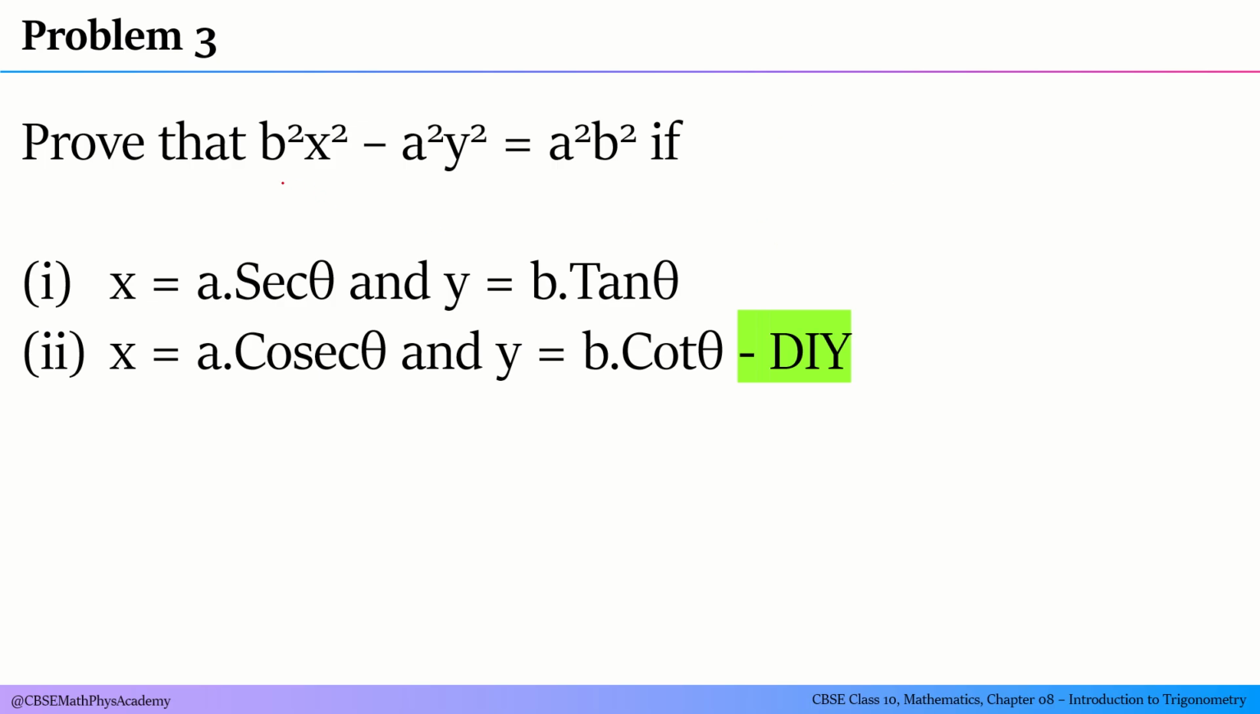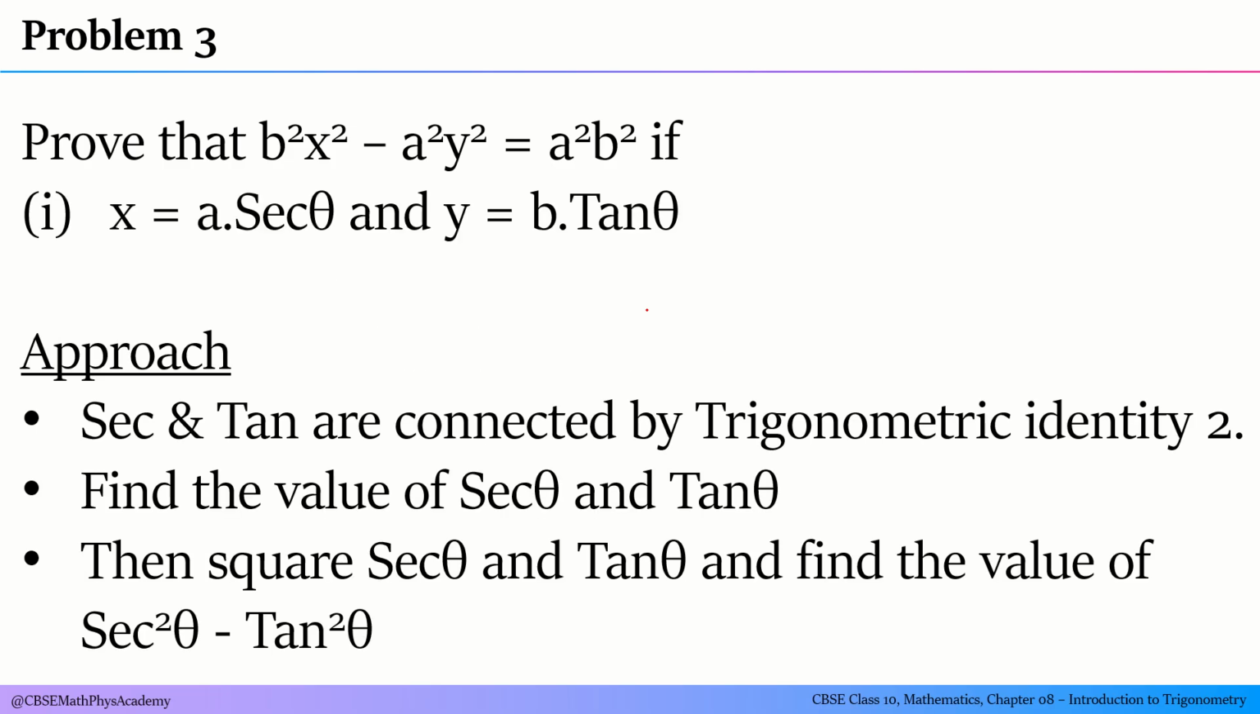They have told you to prove that b square x square minus a square y square is equal to a square b square, if they have given two equations: x is equal to a into sec theta and y is equal to b into tan theta. So what is the approach to this problem? See, you know, sec and tan are connected by trigonometric identity 2.